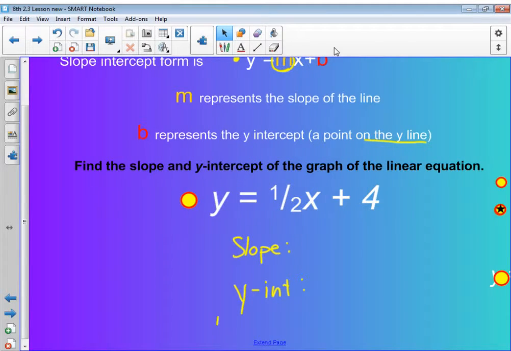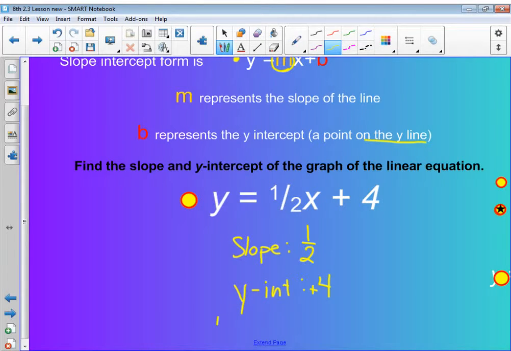Okay. So our slope on this one, well, our slope is 1/2. And take note, I'm not writing the x next to that. The slope is just the 1/2. So my rise would be 1, my over to the right would be 2 if I were graphing this out. My y-intercept is where it crosses the y line, or actually when we're graphing it is going to be my first step, is positive 4.